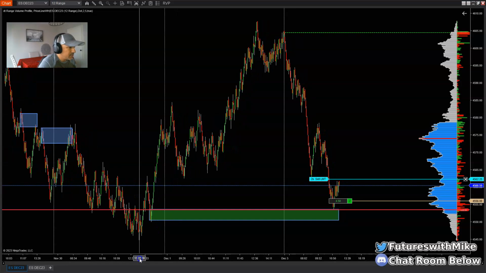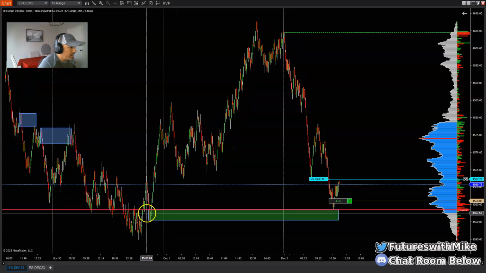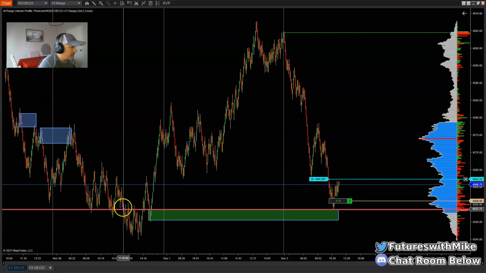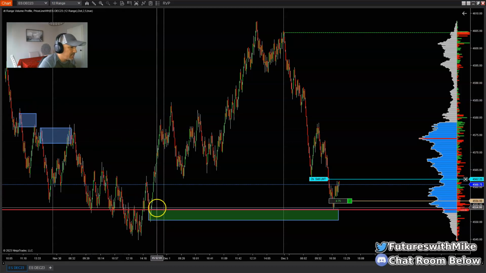You can see it started breaking, pulling back, creating an area of demand, taking out structure over here to the left hand side of the chart. So this is a demand zone.